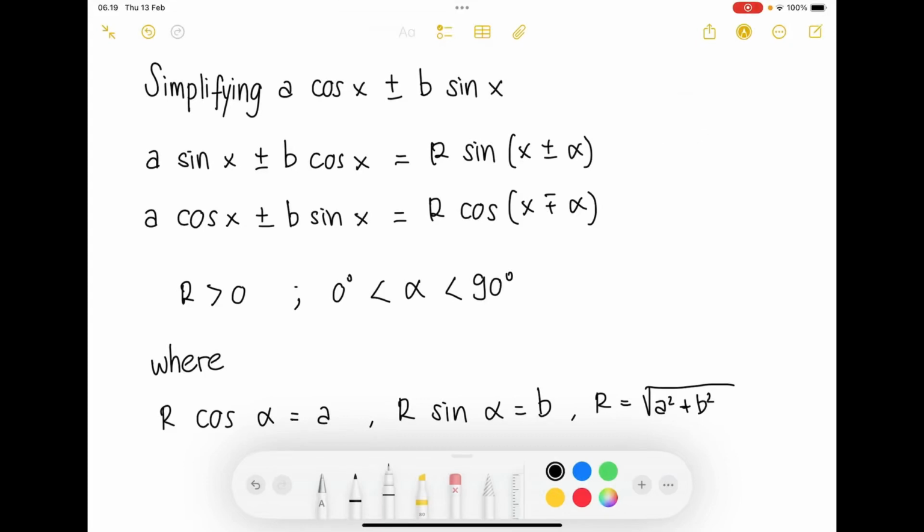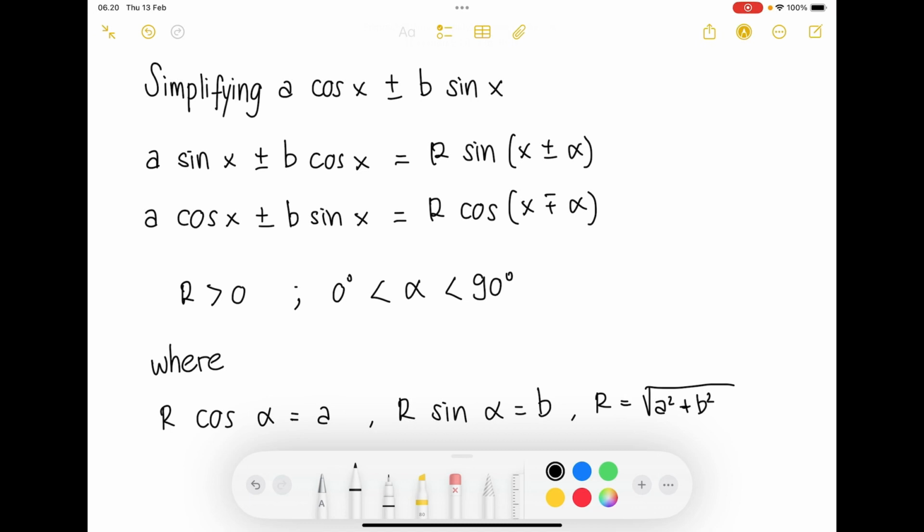Okay, so hello everyone. Today in this video, I'm going to explain the new subtopic that you need to learn for today. It's about simplifying a cosine x plus minus b sine x. Okay, so if you can see right here, we have a sine x plus minus b cosine x. It can be written in another form, which is r sine x plus minus alpha. Okay, with the terms here, r must be greater than 0 and also the alpha from the interval 0 until 90 degrees.